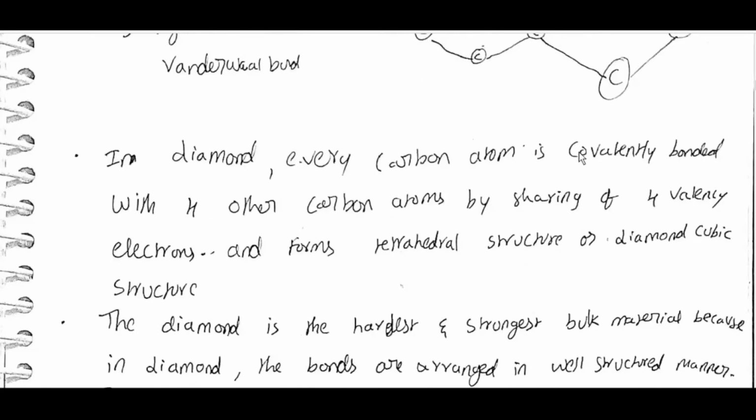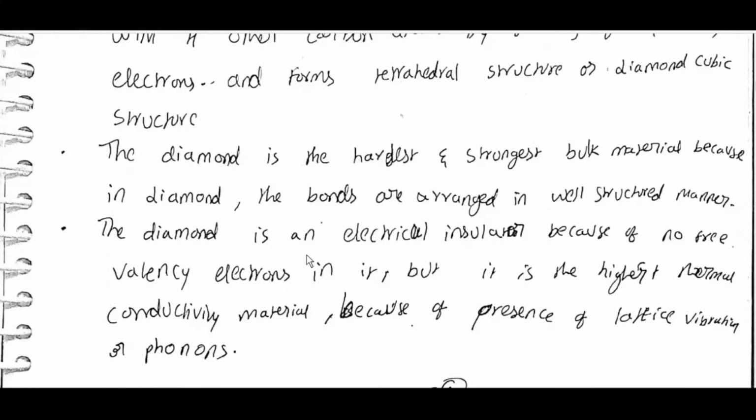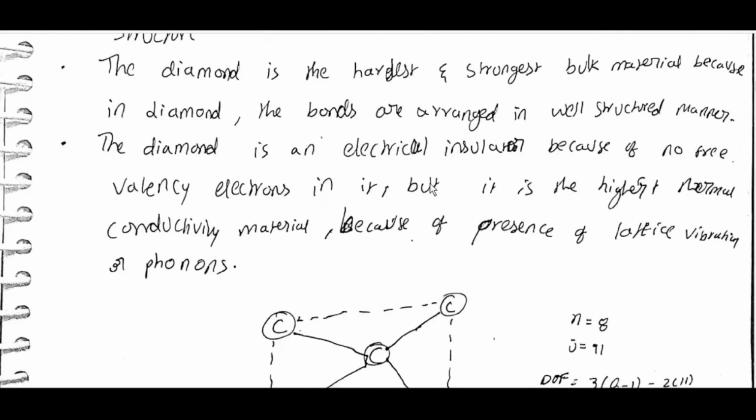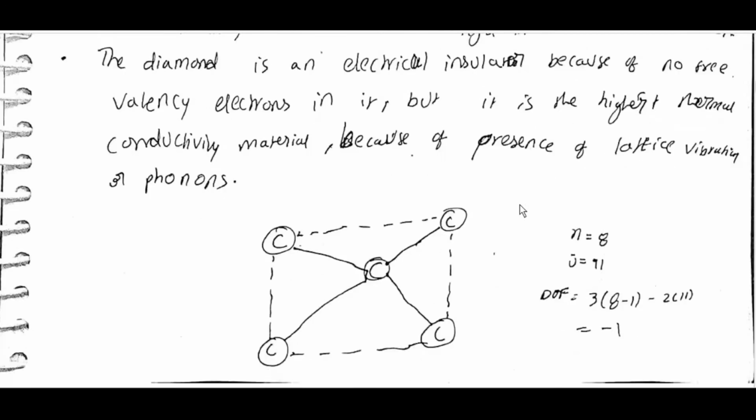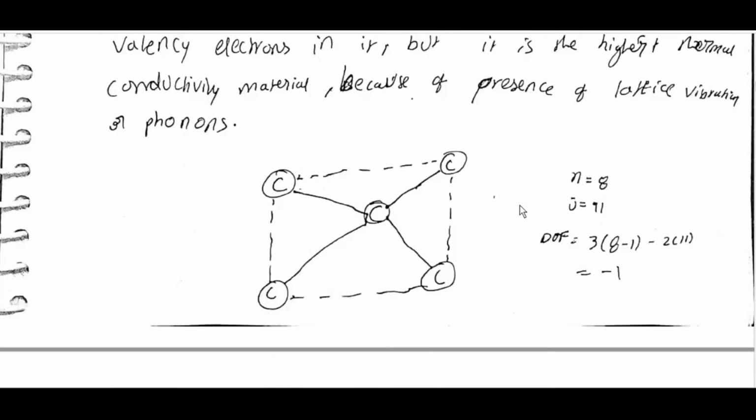In diamond, every carbon atom is covalently bonded with four other carbon atoms by sharing four valency electrons and forms a tetrahedral structure or diamond cubic structure. The diamond is the hardest and strongest bulk material because in diamond the bonds are arranged in a well structured manner. The diamond is an electrical insulator because there are no free valency electrons in it, but it is the highest thermal conductor because of the presence of lattice vibrations or phonons.